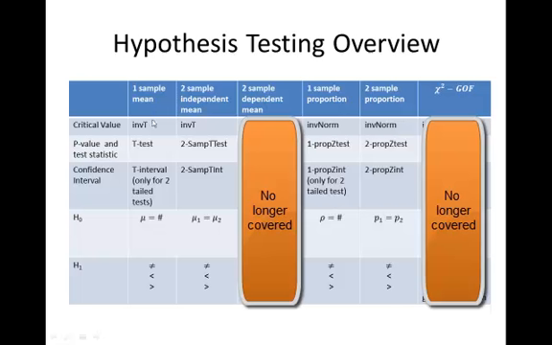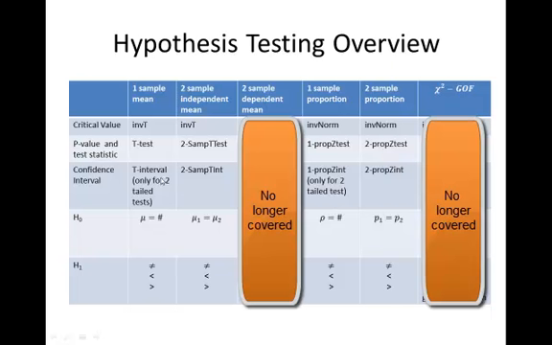if you have a one-sample mean problem, in order to find your p-value and your test statistic, use the t-test. If you have two samples with independent means, then you use two-sample t-test. If you have a two-sample dependent difference, use the t-test as well. For one sample proportion, you use one prop z test. Two sample proportion, you use two prop z test.